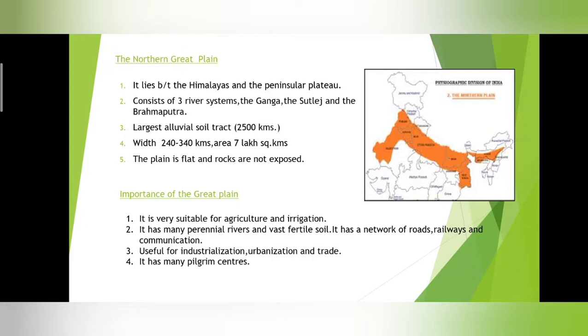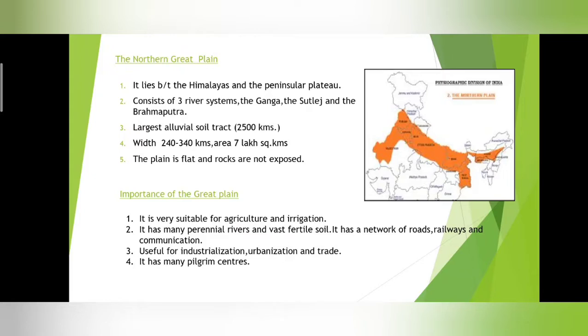First, let us discuss the second physical division of India, that is the northern Great Plain. So what do you mean by plain? Plain is a completely flat land, flat to the land level. The northern Great Plain, you can see in the map, is the orange color shown here. This is the extension of the northern Great Plain. So where does it lie? The northern Great Plain lies between the Himalayas in the north and the peninsular plateau to the south.